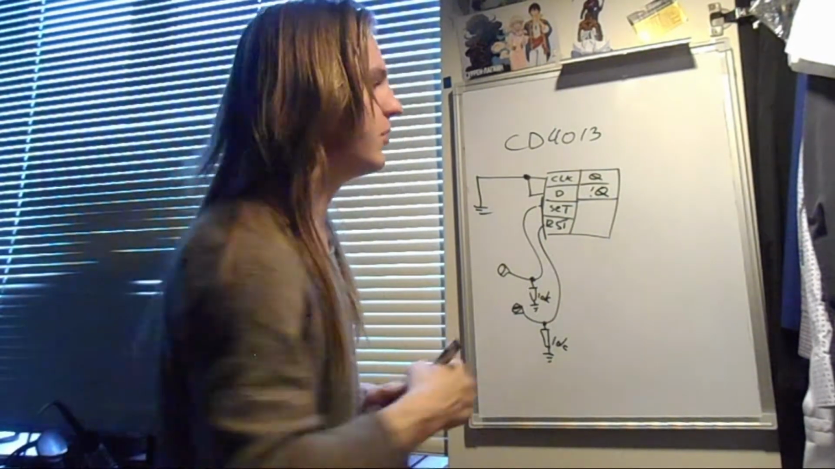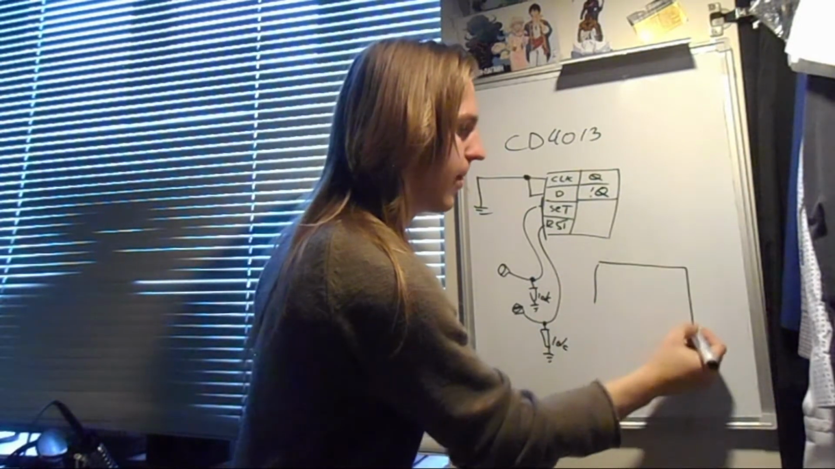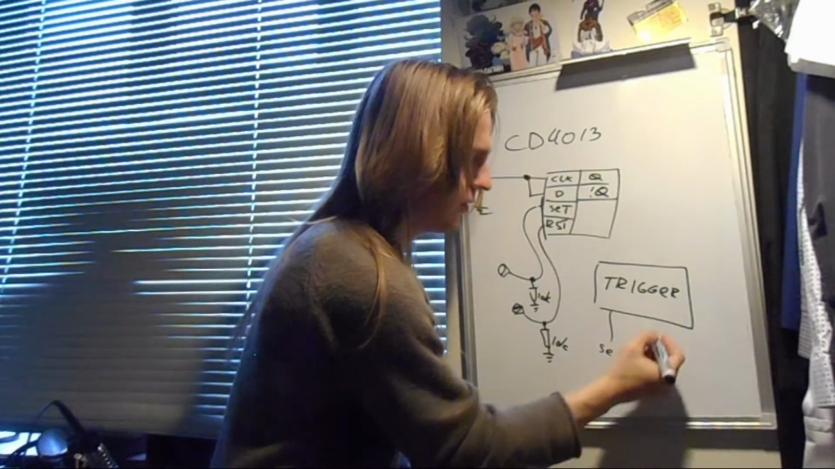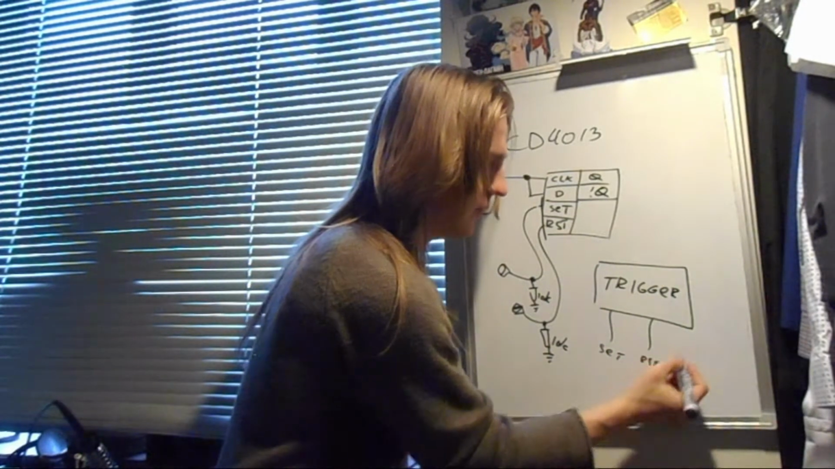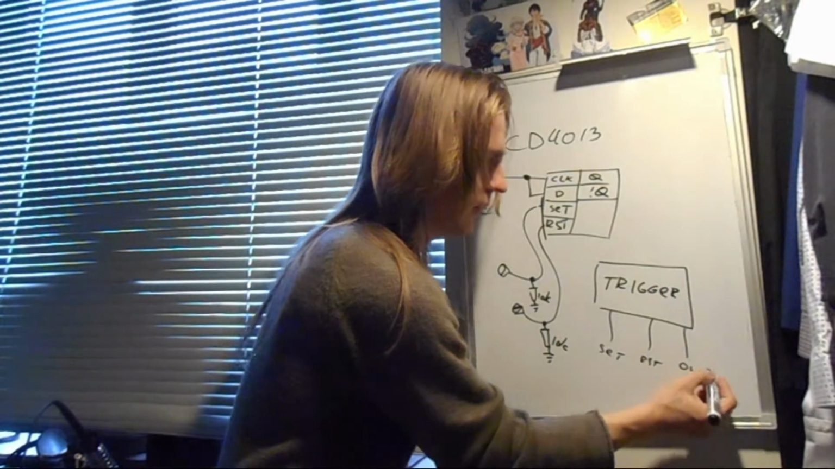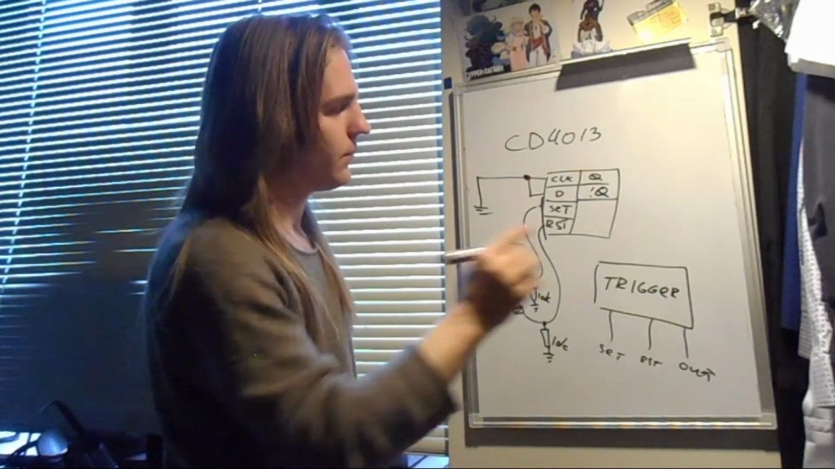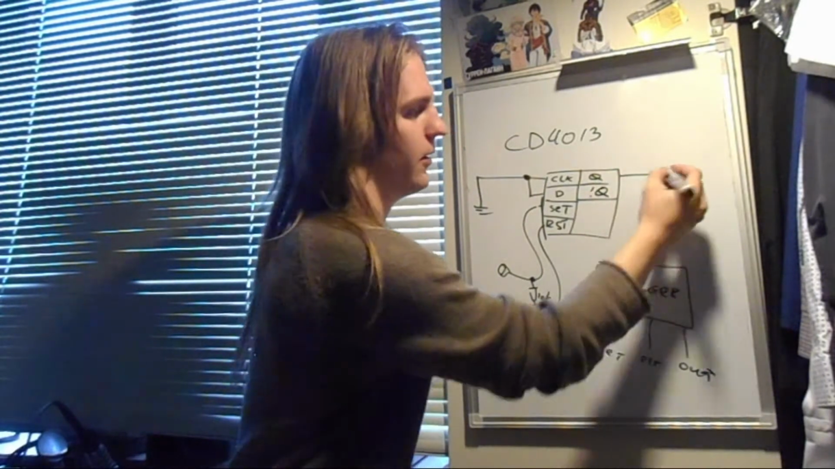Let's call this block a trigger. It has the set input, reset input, and out. So this whole thing is called a trigger. This is the output.